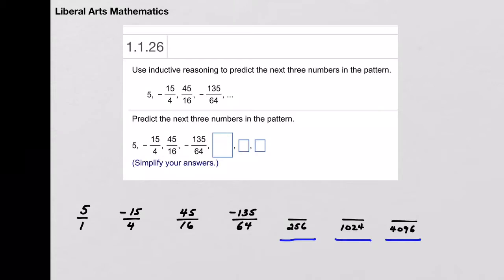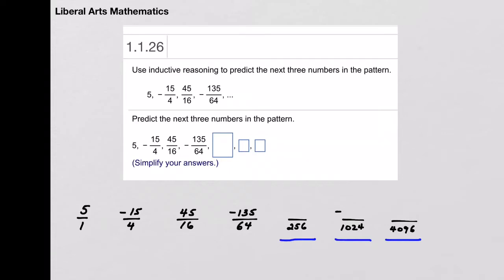We've got 5 and then negative 15, 45, and then negative 135. So I can see that the signs are alternating. So the next term should be a positive. I don't have to write anything there. The one after that will be negative, and then the one after that will be positive. Now let's look at the numbers.